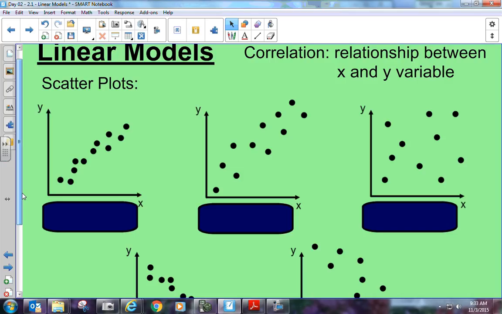All right? If you see a scatter plot like the one in the top left, all these dots are here. This is going to have a strong positive correlation. Why do you think it's a strong positive correlation? They're all very close to each other. Okay, so they're very close together, so that makes them strong.